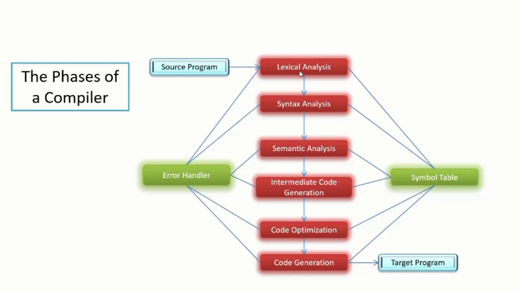First one, lexical analysis. Second one, syntax analysis. Third one, semantic analysis. Then intermediate code generation, code optimization, and finally code generation. These are the 6 phases of a compiler.